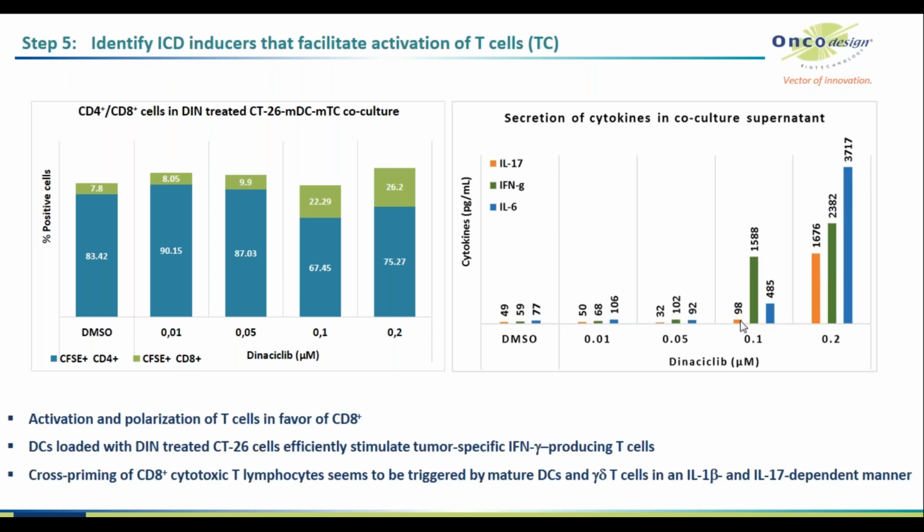So what we could conclude from these experiments was that T cells were activated and polarized in favor of CD8+. The DCs loaded with Nanocyclix-treated CT26 cells were efficiently able to stimulate tumor-specific interferon gamma producing T cells. Cross-priming of CD8+ cytotoxic T lymphocytes seemed to trigger and mature DCs and gamma delta T cells in an IL-1 beta and IL-17 dependent manner.